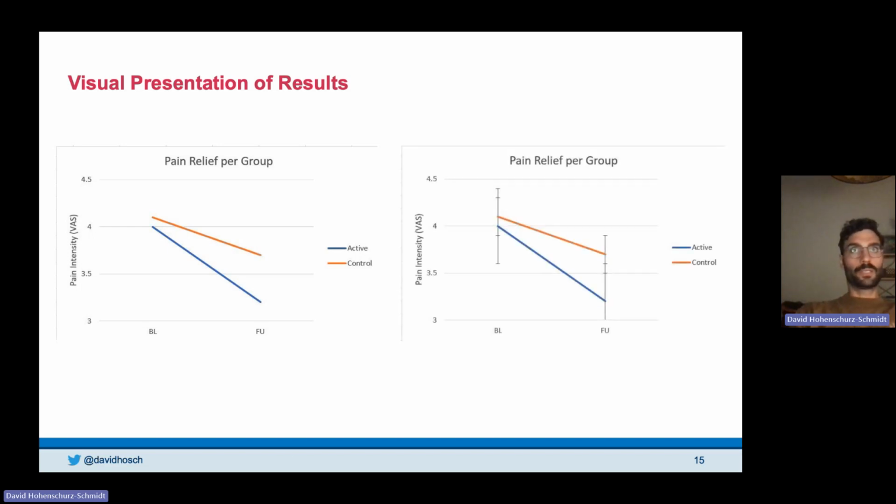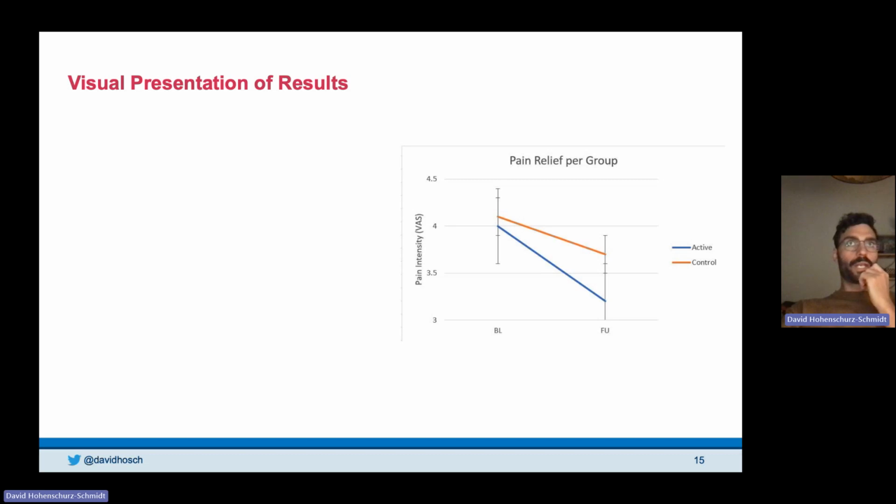Now let me put the same graph next to it, but this time I've added what we call error bars. So I've indicated to you now visually how big the spread, the variance around these mean values was. And you can see that at follow-up, these confidence intervals or standard deviations, whatever the measure here might be, are overlapping. Overlapping confidence intervals usually mean there's no statistically significant difference between groups. So on visual inspection, again, this effect doesn't look as promising anymore.